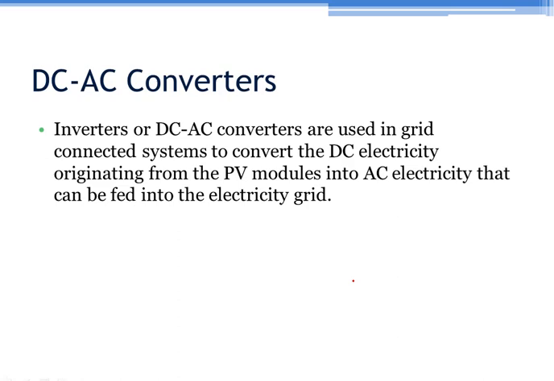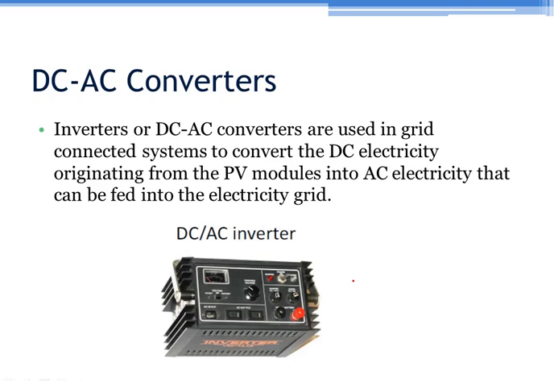So inverters or DC to AC converters are used in grid connected systems to convert the DC electricity originating from the PV module into AC electricity that can be fed into the electric grid. So there are various inverters, single phase or three phase inverters. Normally PWM inverters are preferred, and in case of a grid connected system, these inverters are called grid tie inverters. There are various companies like Schneider, ABB, they are offering various kinds of solutions.